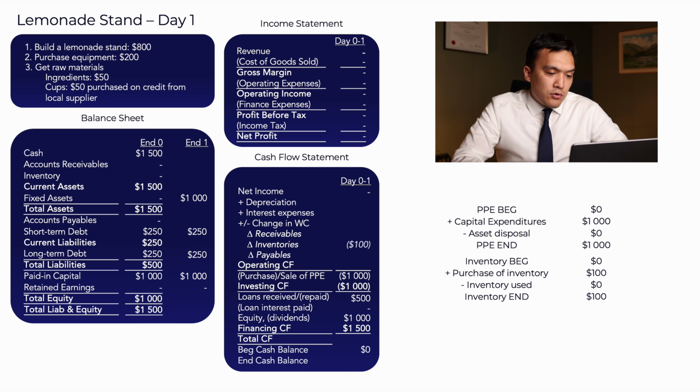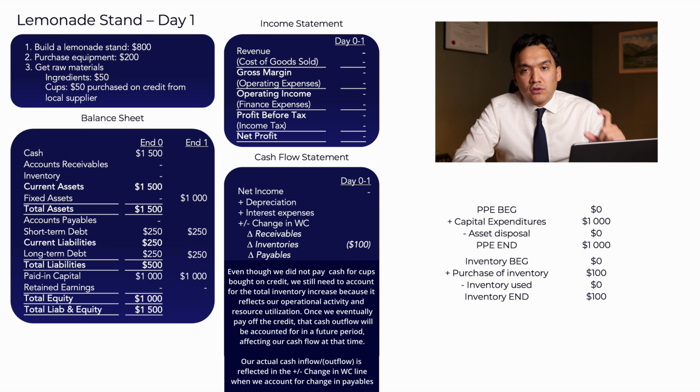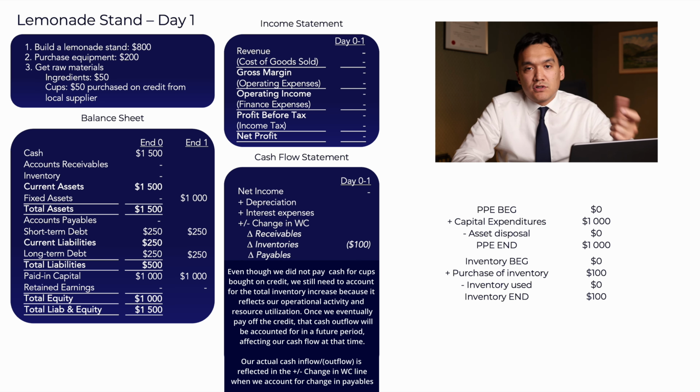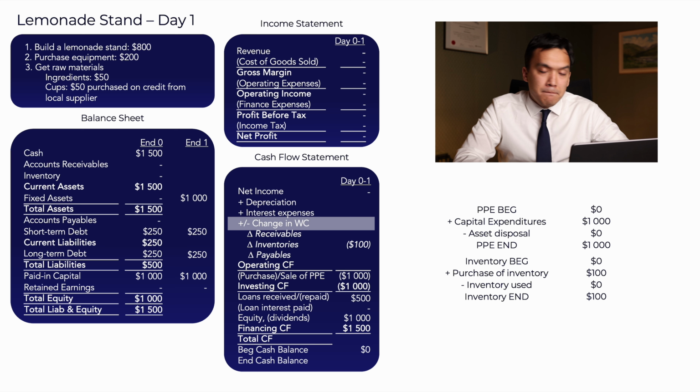So as you can see, we show all $100 as a change in inventories, even though we spent only $50 for the ingredients, and the other $50 is not an actual cash movement. Actual cash movement is reflected in the overall change in working capital, and you will see in a moment, after we are done with payables.